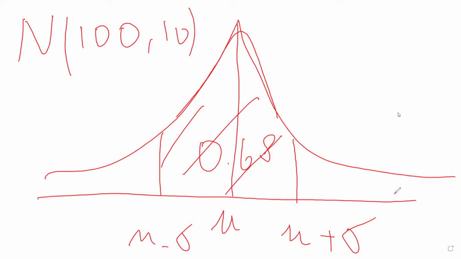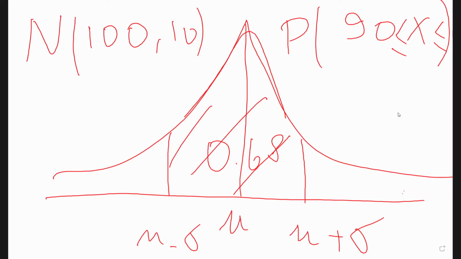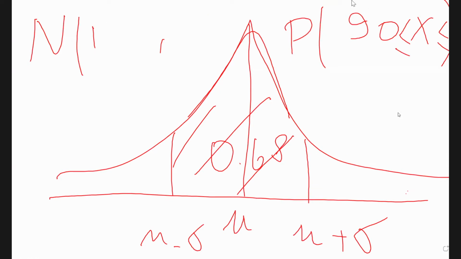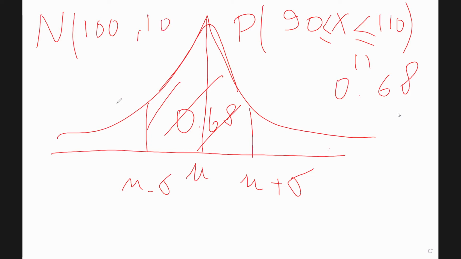0.68 is the area between 90 and 110. x is between 90 and 110. In terms of probability this is equal to 0.68. Why? Because we have a normal distribution where mu equals 100 and sigma equals 10.